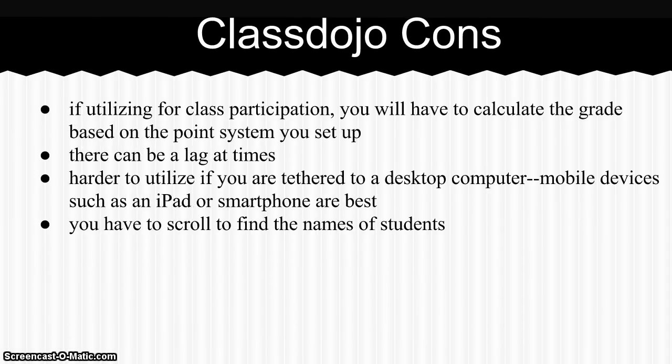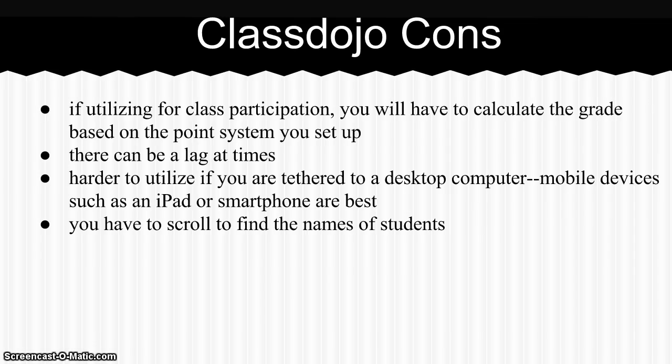Some cons for Class Dojo: if you're using it for class participation, you're going to have to set up a way in which the percentage of positive behaviors equates to a grade. That was a little tricky at first, but if you need more information on that, you can private message me through Tumblr, and I can give you a little bit more information. There can be lag times where you're trying to input the points and they don't necessarily show up right away, or there's a delay between the sound that the system makes and the actual time that the points were put in. So you'll see what I'm talking about in a second.